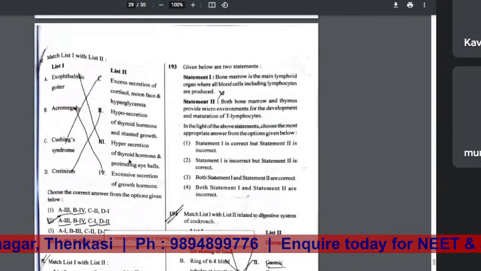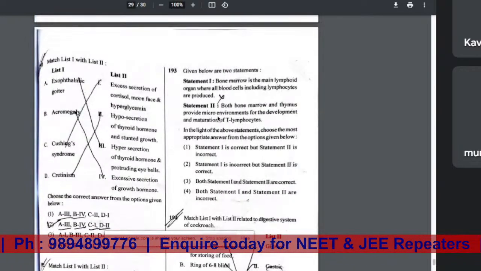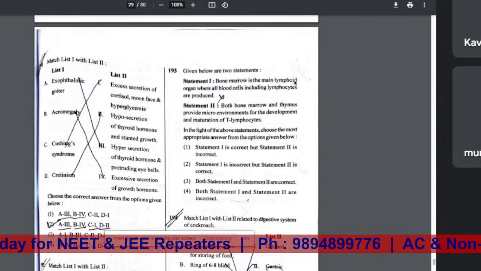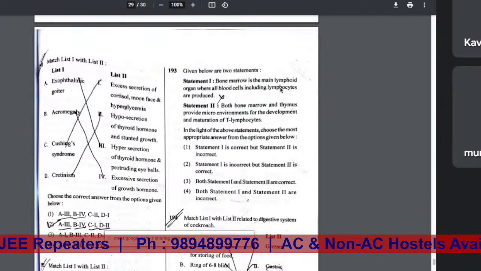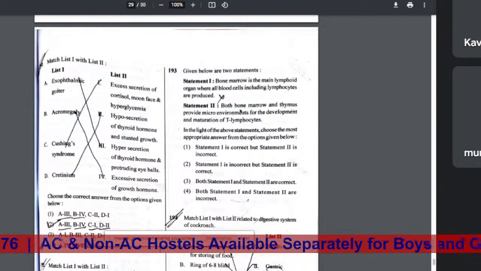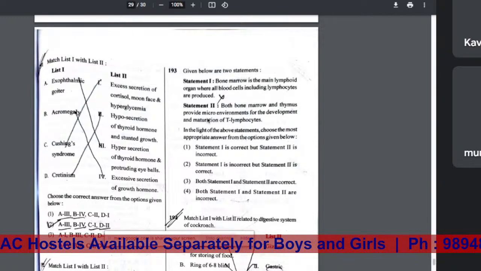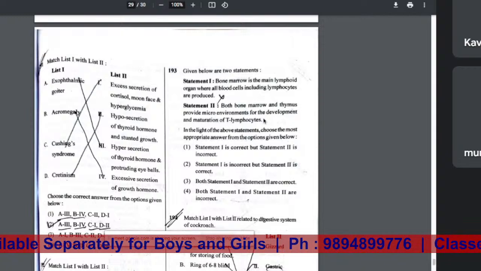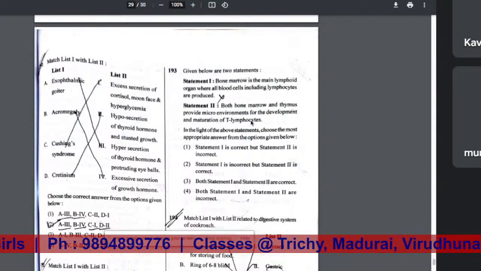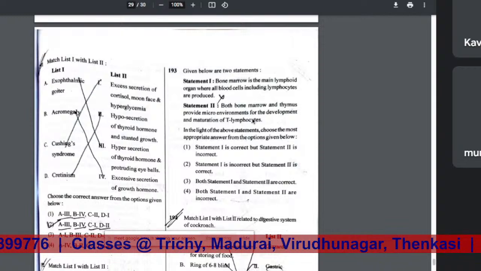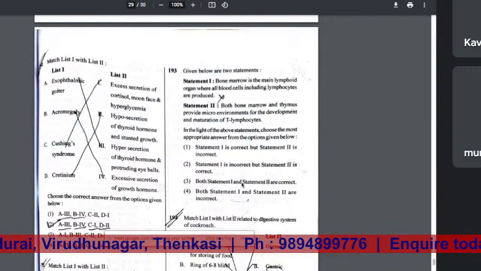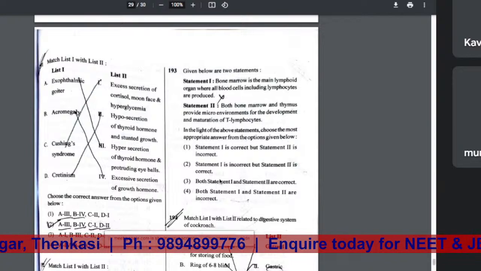Now moving on to the next question, 193. Bone marrow is the main lymphoid organ where the blood cells including lymphocytes are produced. It's a correct statement. Statement 1 is correct. Both bone marrow and thymus provide microenvironments for the development and maturation of T lymphocytes. That happens to be a correct statement, which means both the statements are correct. For 193, the option is 3.